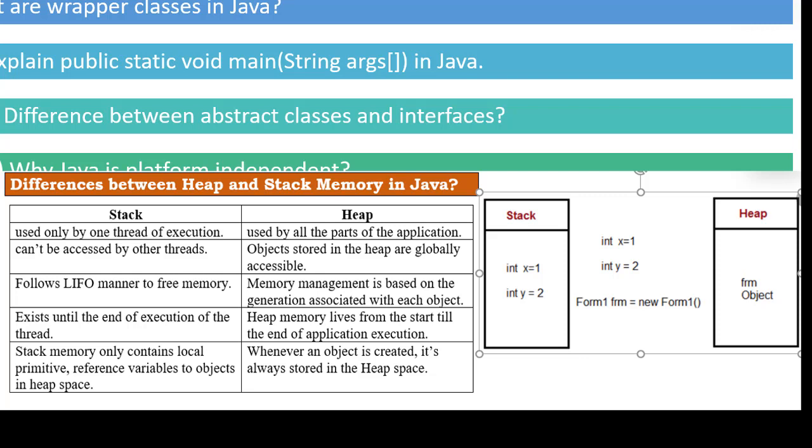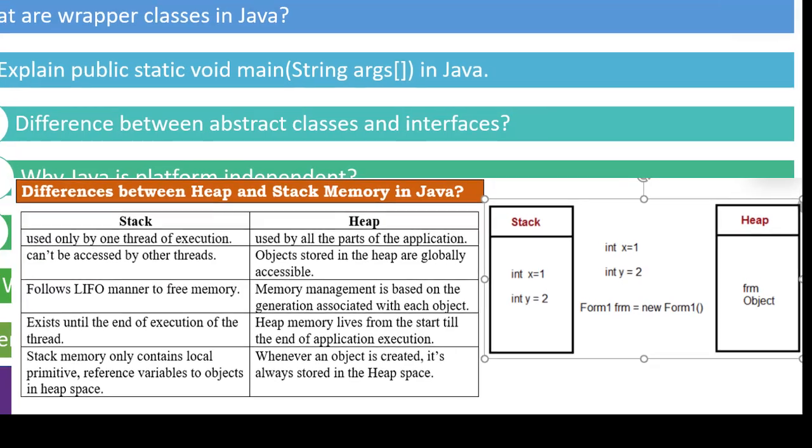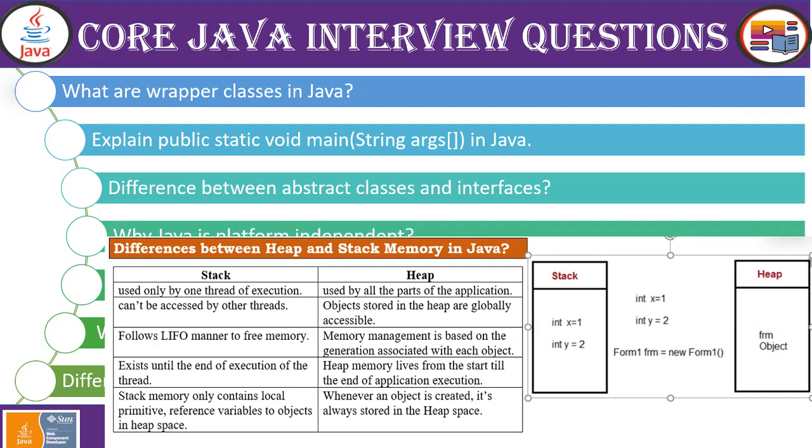Stack follows last in first out manner to free the memory, whereas heap memory management is based on the generation associated with each object. Stack memory exists until the end of execution of the thread, whereas heap memory lives from the start till the end of application execution. Stack memory only contains local primitive and reference variables to objects in heap space, whereas in heap, whenever an object is created, it's always stored in heap space.